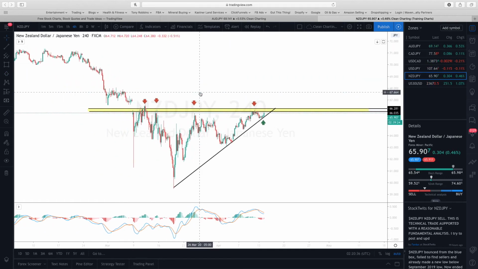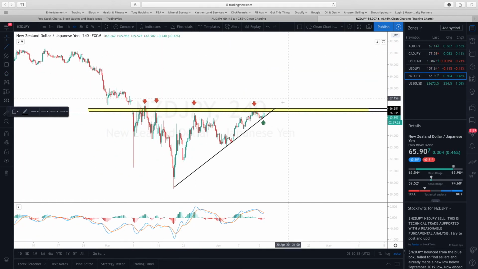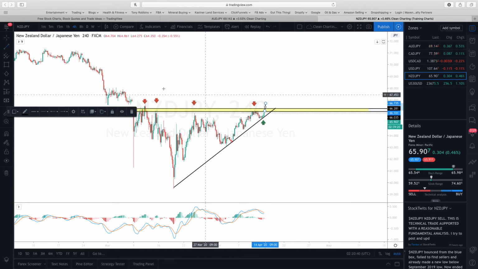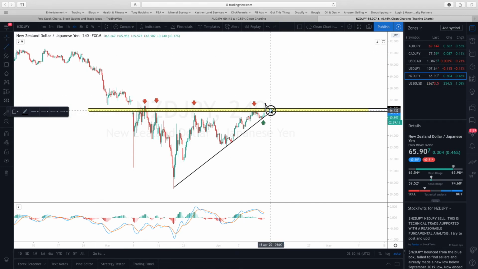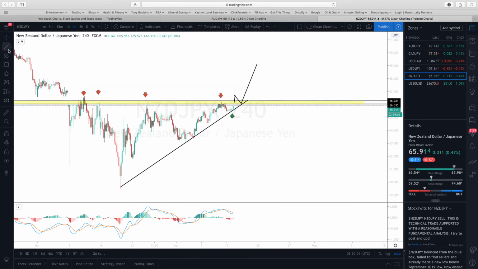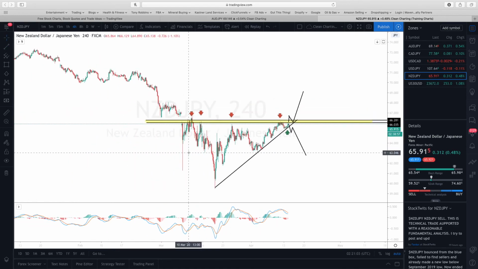All we're waiting for is price to come up with a strong impulse candle, push through here, come back down, retest either the zone and or the trend line, and then continue higher. Or we're looking for price to come down through, retest somewhere in this area, and then push lower. And that's all we're looking for, keeping it nice and simple.